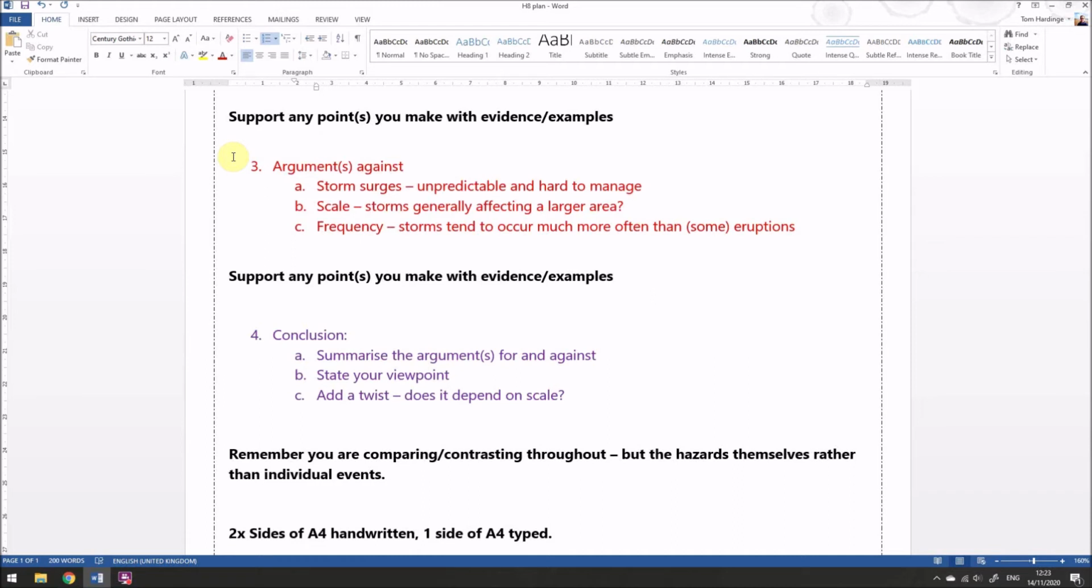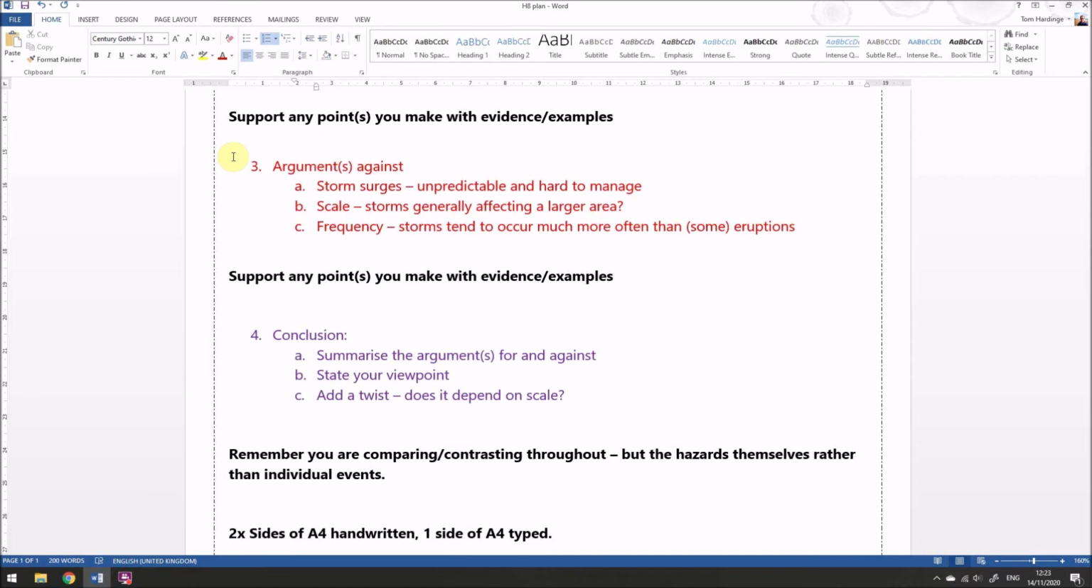And we can also maybe think about the frequency. So storms tend to occur much more often than some volcanic eruptions. So particularly volcanic eruptions at destructive plate boundaries have very long periods of dormancy between eruptions. However, storms can happen several times in 1 year. There's a lot going on in the news at the moment about the Philippines and how they've been hit by lots of storms in a very short space of time.